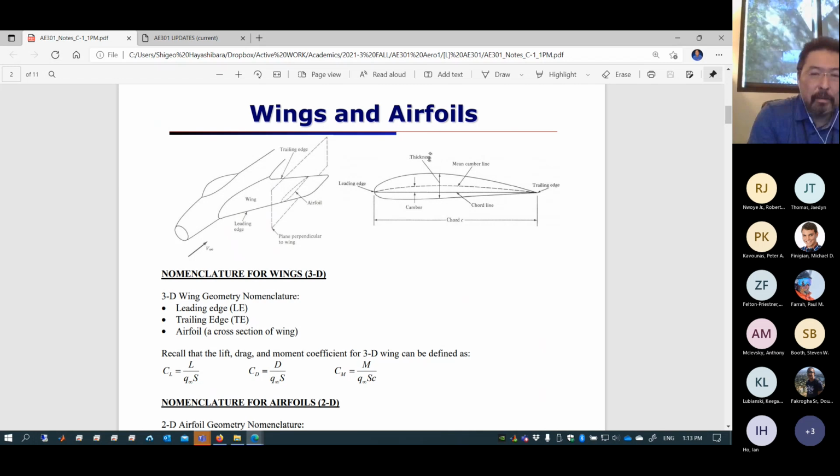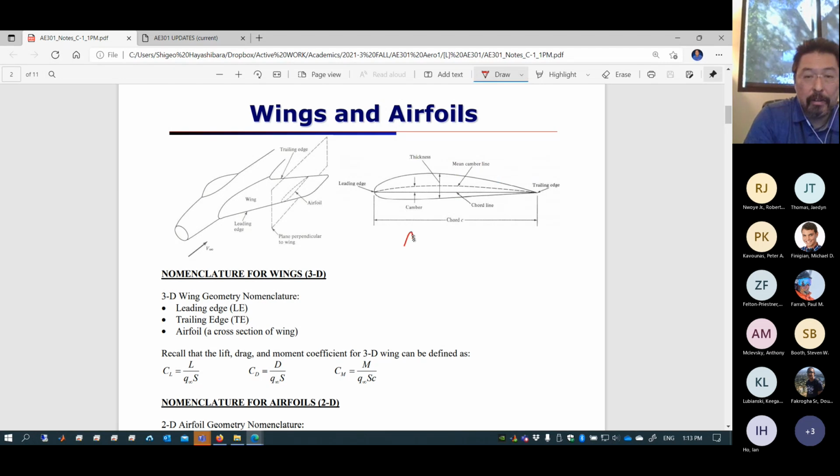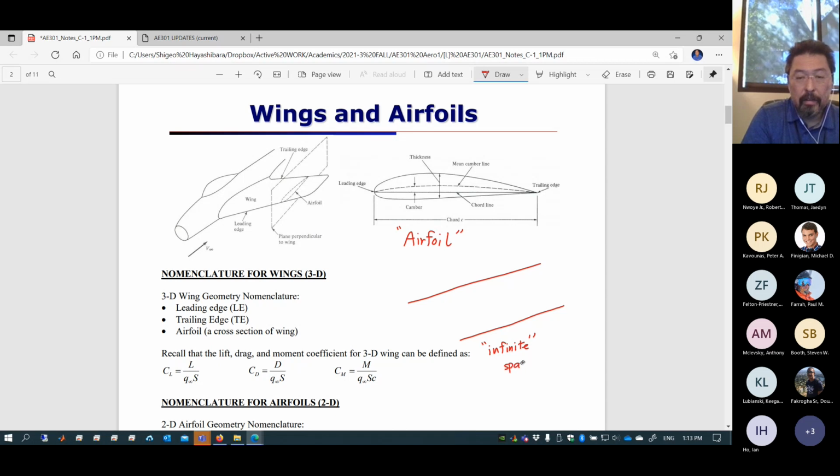So obviously, we are talking about airfoil, which is the cross-section of a wing. This is an airfoil. Now, in theory, an airfoil is considered as if you think about a wing of infinite span. There's no such thing, but you can imagine an infinite span wing. And then this infinite span wing has a constant cross-section. It's the very same cross-section throughout, stretching out to infinity.